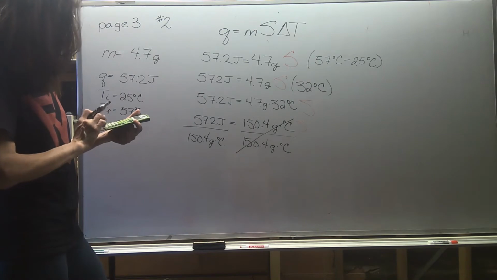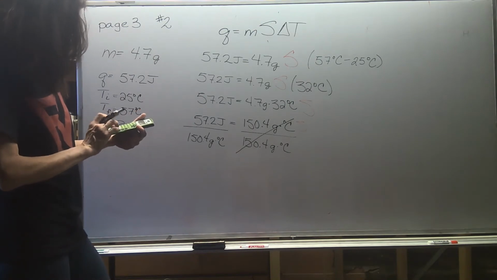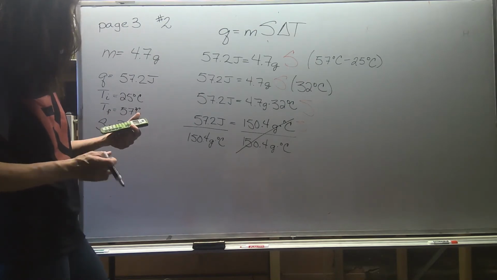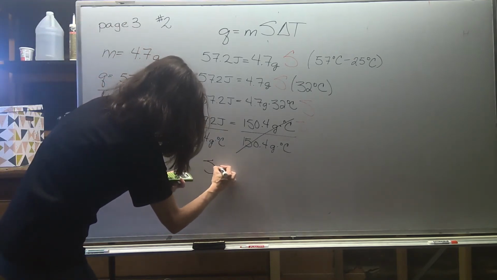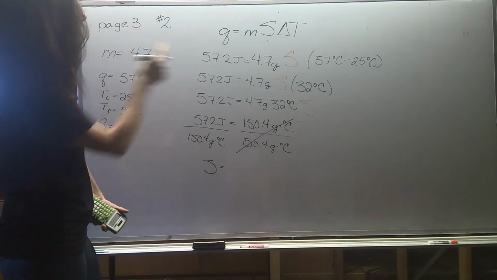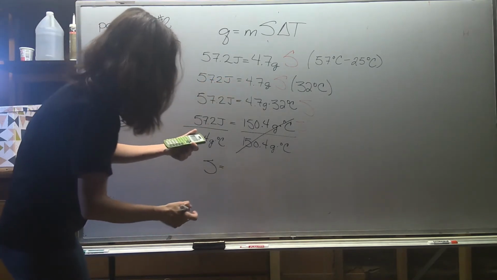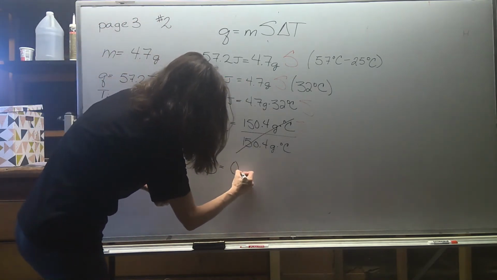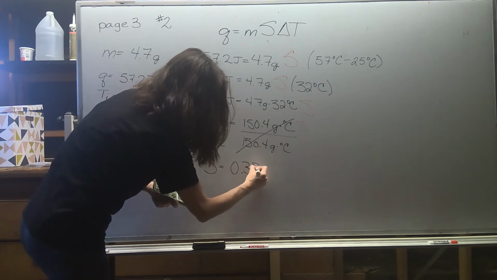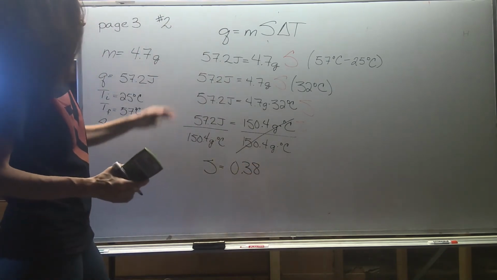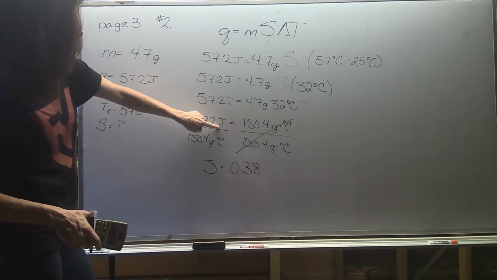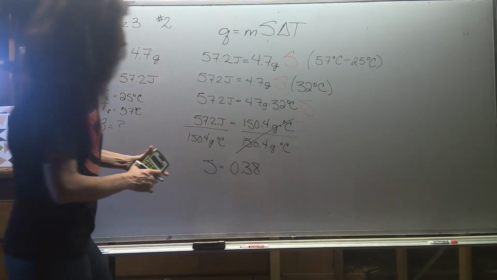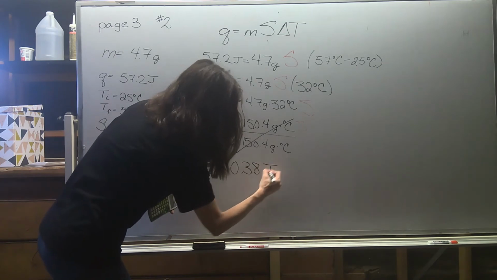So 57.2 divided by 150.4. So S equals, how many sig figs? 2 sig figs? 0.38. Highly recommend you follow your units through this problem. It's going to be a lifesaver every time. So what's left? We got joules divided by grams times degrees Celsius. That's going to be our units.